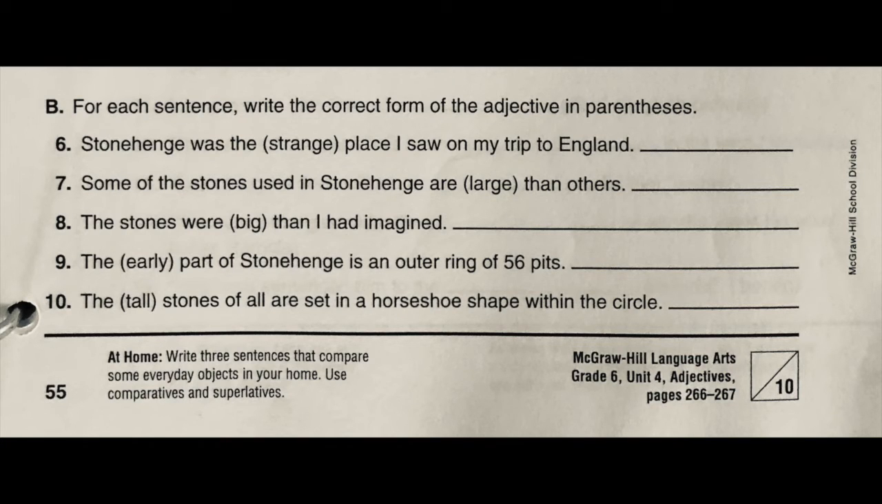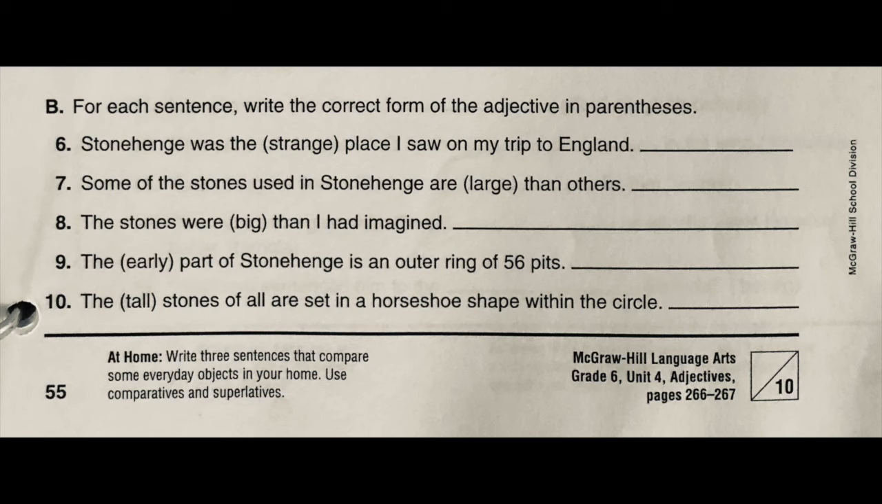All right, let's look at part B on page 55 and go over number 6 together. The instructions on part B state, for each sentence, write the correct form of the adjective in parentheses. So what you're going to have to determine on these is how many things are you comparing. If you're comparing 2 things, you're going to create the comparative form of the adjective. If you're comparing more than 2 things, you're going to write the superlative form.